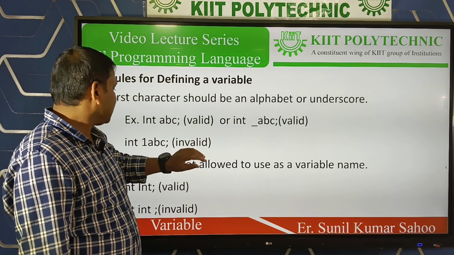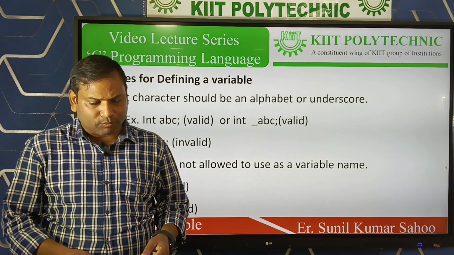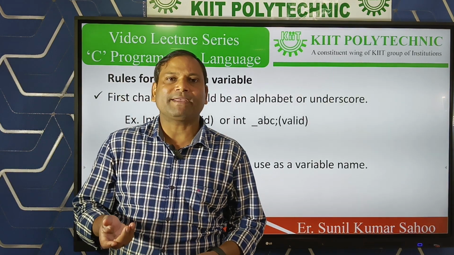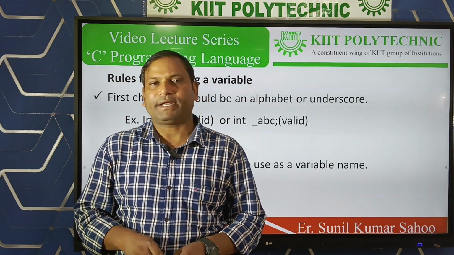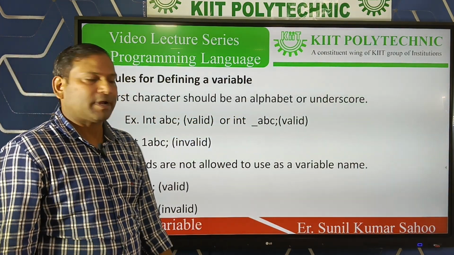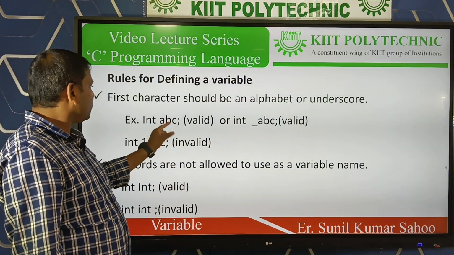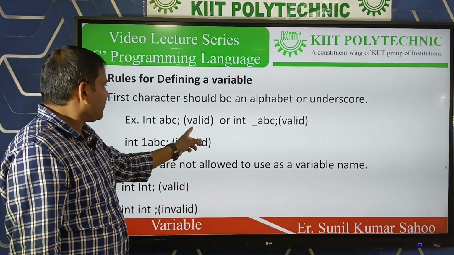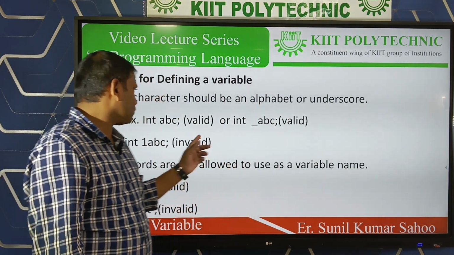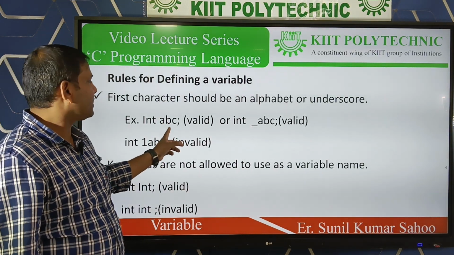Rules for declaring a variable name. Whenever you declare a variable, the first character must be an alphabet or underscore. If the first character is a digit, it will display an error. Here I have given one example: int abc. abc is a variable name and int is the data type. It is a valid variable name because the first character is an alphabet or underscore, and here the first character is an alphabet. That's why it is valid.